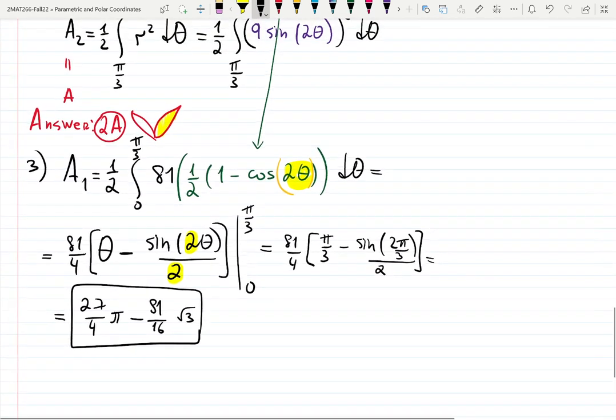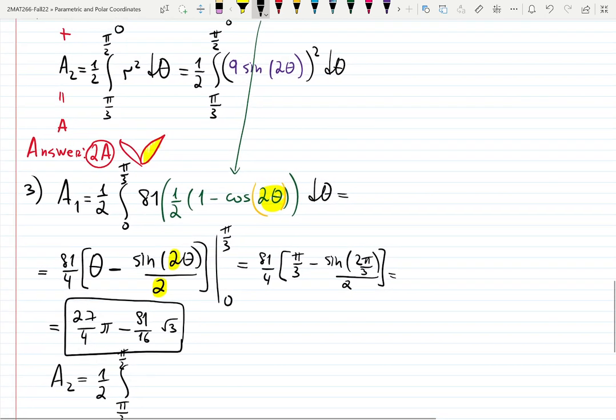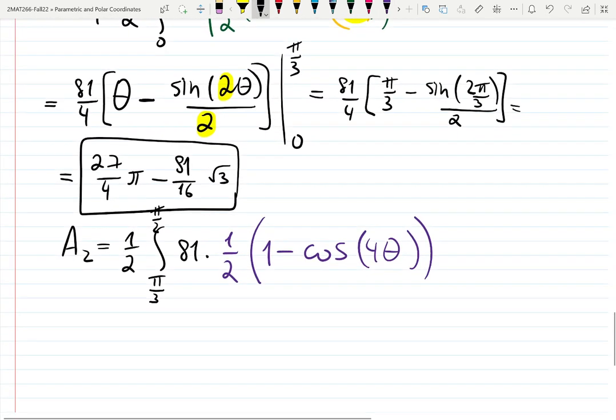Quickly integrating second integral. Second integral is 1/2 integral from pi over 3 to pi over 2. And then we have 9 again, so it's 81. Sine square, again, I'll put it in purple color, will be 1/2 (1 minus cosine. But now it's not 2 theta, it's 4 theta. Because it was 2 theta originally, and we do double angle formula, called also power reduction formula, because we're reducing from square to 1 power.